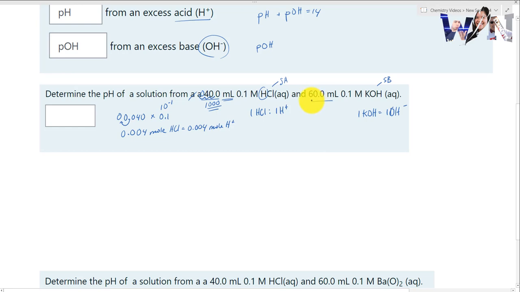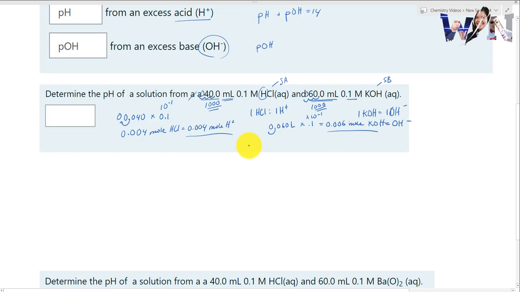Now over here, we are going to divide by 1,000 as well. So again, for the 60, we take the decimal and move 3 decimal places to the left. So we now have 0.060 liter, okay? And then we multiply by that molarity, 0.1, which is basically times 10 to the negative 1. So we move this over one more time. This gives us 0.006 moles of KOH, equal to OH minus. See that? Now we have both of them in mole, so we can compare them.